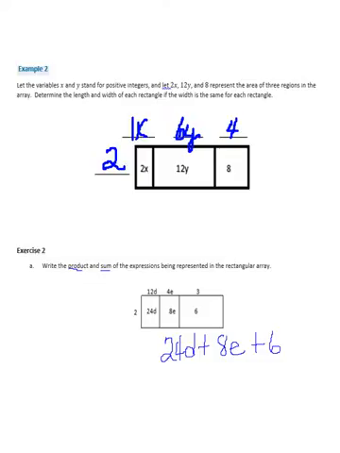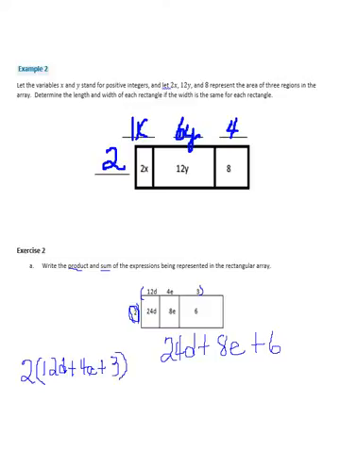Now, I also know that this 2 is considered my length, and all of this up here on the top is considered my width. It's just like saying length times width when you're trying to find the area of a rectangle. So I know that I can rewrite this as 2 times the quantity of what would be in my parentheses, and this up here on the top is what would be in my parentheses. So I would have 12D plus 4E plus 3.